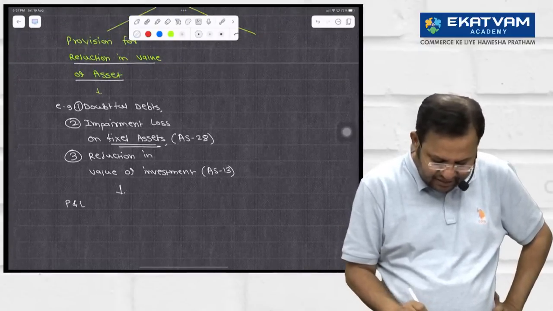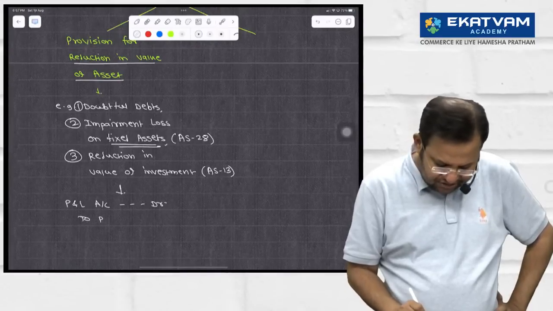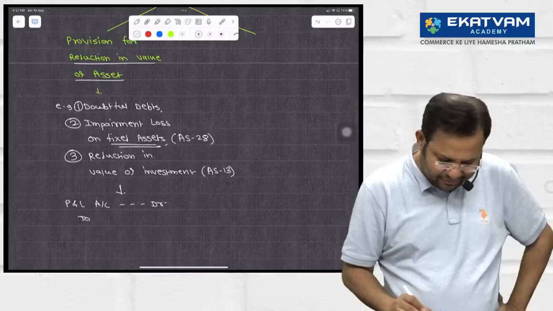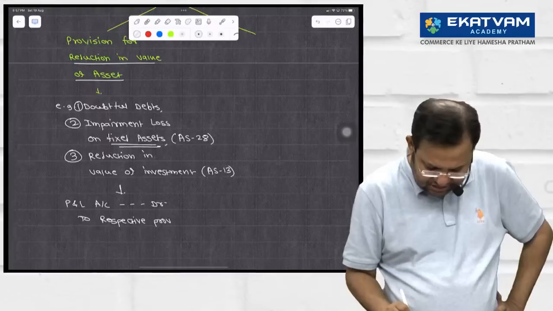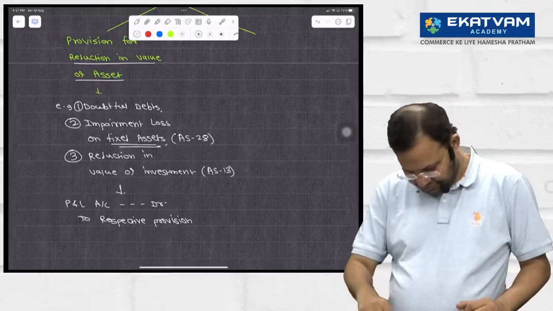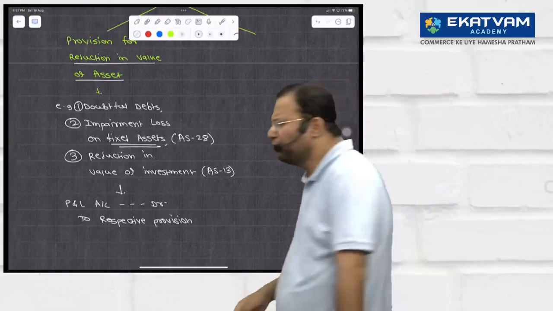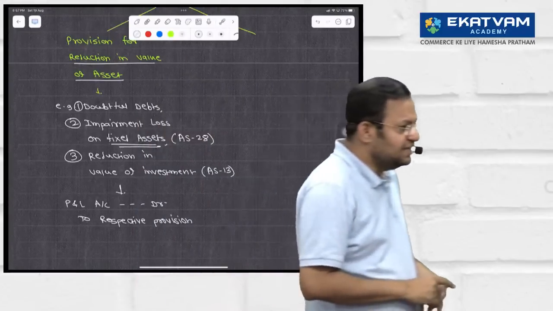So what entry do we make? Profit and Loss Account debit to respective provision, whatever name you want to give. To respective provision. What does respective provision mean? It could be provision for doubtful debt. It could be provision for reduction in value of investment. It is impairment loss. Whatever name you want to give. To impairment loss, to provision for doubtful debt, to provision for reduction in the value of investment.